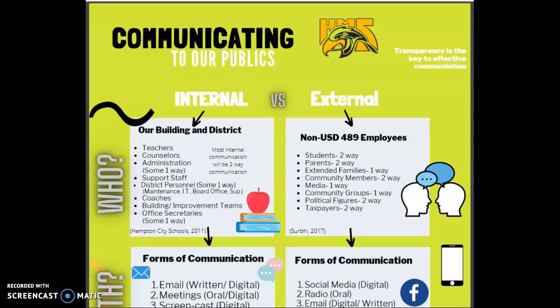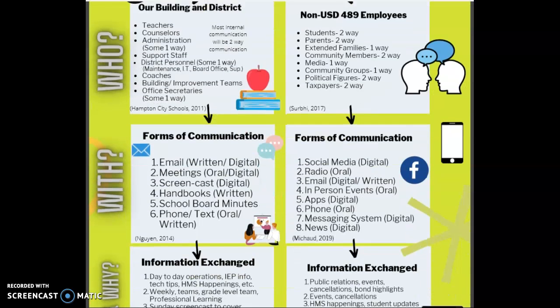There's also going to be one-way communications to extended family, media, and community groups. Those are going to be more of like event reminders and different things to let the community know what's going on in the schools. Next, we're going to talk about what forms of communication are being used. I have them listed in order that are most popular here in Hayes.